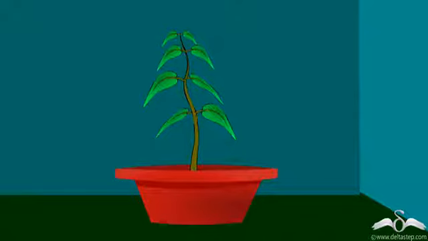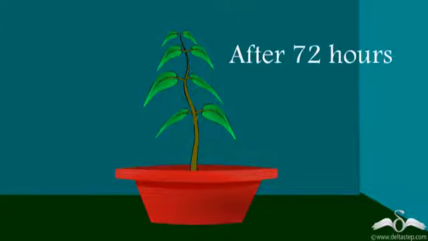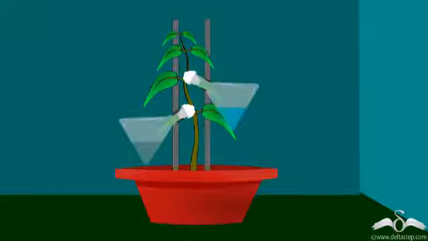Now, let us perform a simple experiment to see if carbon dioxide is necessary for photosynthesis. For that, a potted plant is kept in darkness for 72 hours. Now, 2 beakers are plugged tightly and leaves are inserted into the beaker. One beaker contains sodium hydroxide and another beaker contains water.